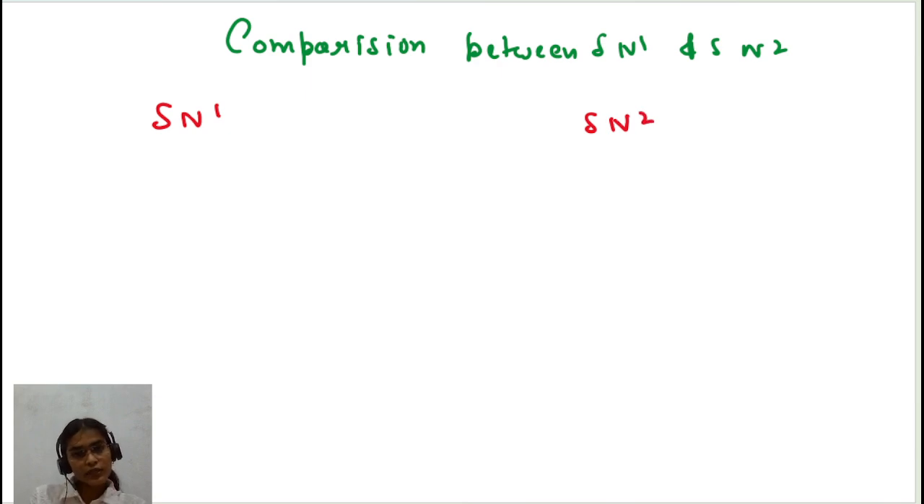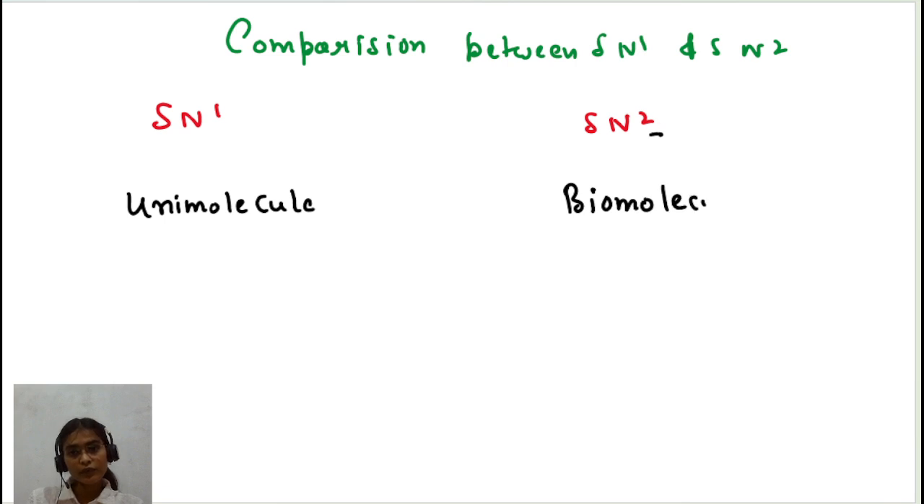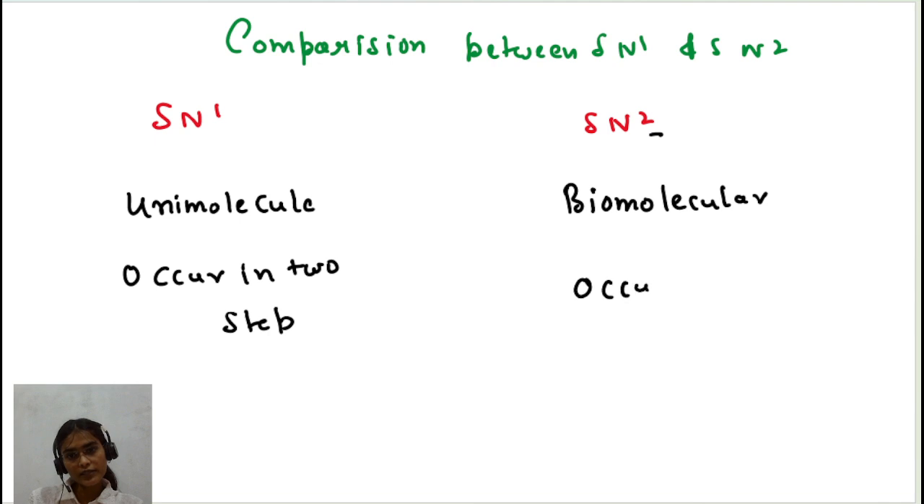So difference number one: SN1 is unimolecular. I hope you know why this is unimolecular, because it only depends upon the concentration of the substrate or reactant. On the other hand, SN2 is bimolecular. That's why it's a 2 and 1 here. Sometimes it's written as nucleophilic substitution, unimolecular reaction. Next one: SN1 occurs in two steps, while SN2 occurs via a single step. It's a single step reaction.